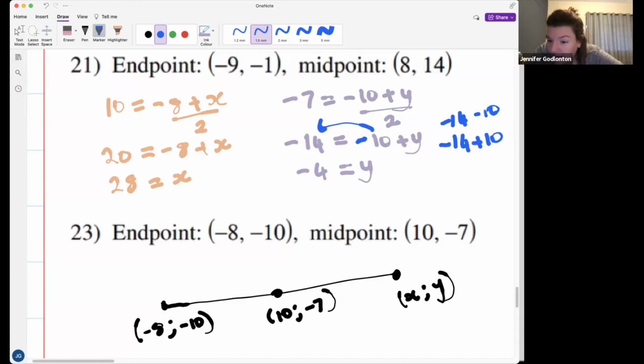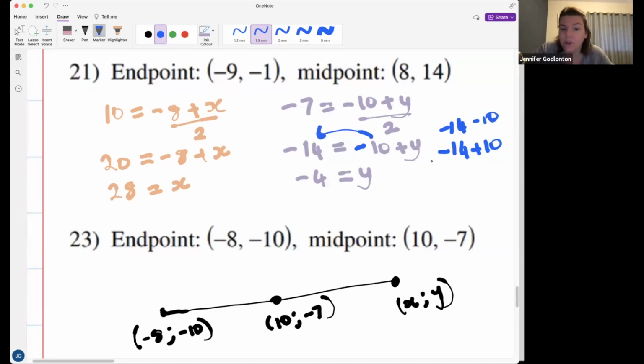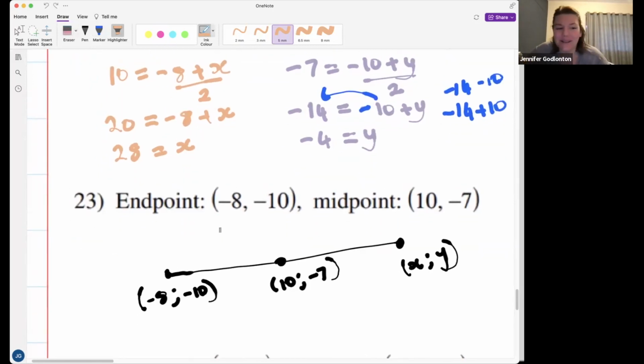How do we know which value to use for the midpoint? Because we are getting different values. So it doesn't matter which one of the sides. For example, here, this just says this end point is -9 and 1. Oh, sorry, that's a different question. That's not going to help us at all. Let's just move that out of the picture. So this says that our end point is -8 and 10. So we know that that's one of our end points. And then it tells us over here that the midpoint is 10 and -7. So we know that that's our midpoint. And then our other end point is just going to be x and y.